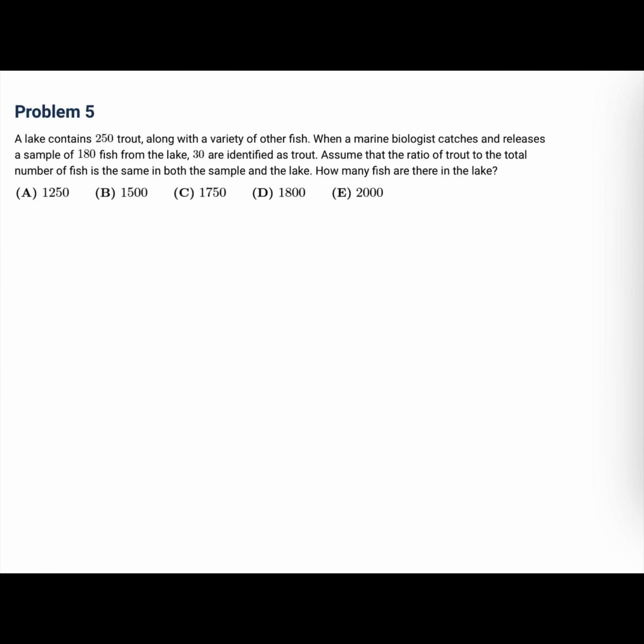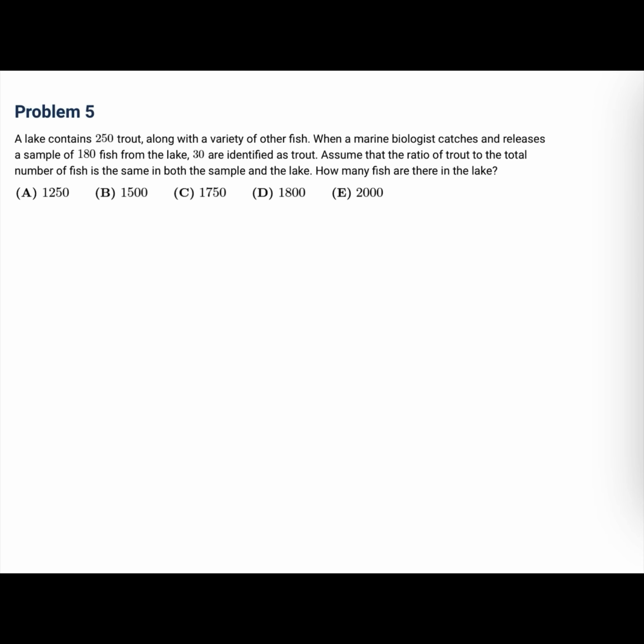Problem 5. A lake contains 250 trout along with a variety of other fish. When a marine biologist catches and releases a sample of 180 fish from the lake, 30 are identified as trout. Assume that the ratio of trout to the total number of fish is the same in both the sample and the lake. How many fish are in the lake?